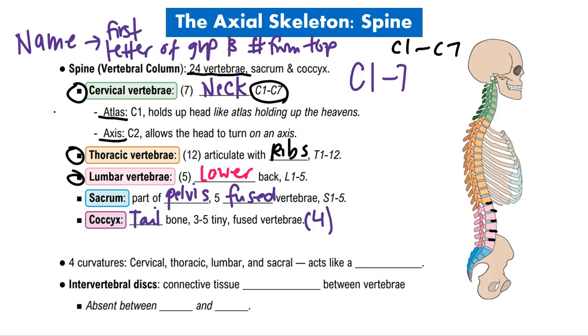Okay. So there's 4 curvatures. They're going to be cervical, thoracic, lumbar, and sacral. And they act like a spring. One easy thing to think of it as well. They kind of act like a spring. So let's go ahead and label those.